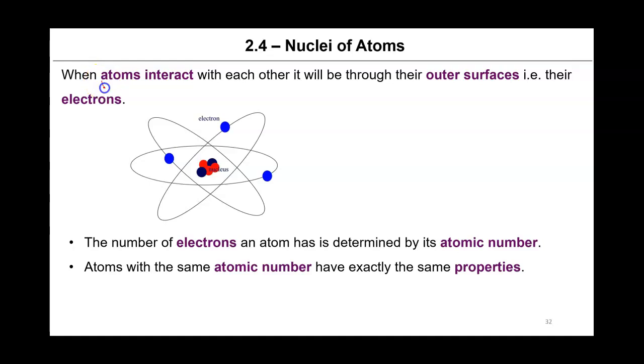So it might seem obvious, but when atoms interact, it must be through their outer surfaces. So when two atoms come together, they're going to interact via their electrons. And the number of electrons an atom has is determined by its atomic number. And so it's for this reason that atoms with the same atomic number have the same properties, because they interact with other atoms in the same way.